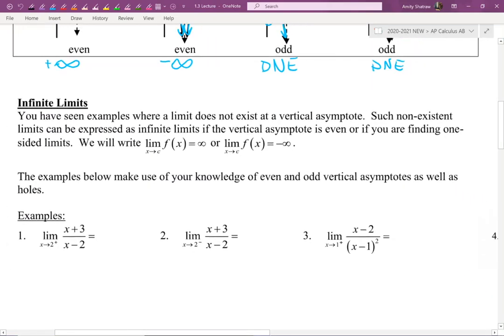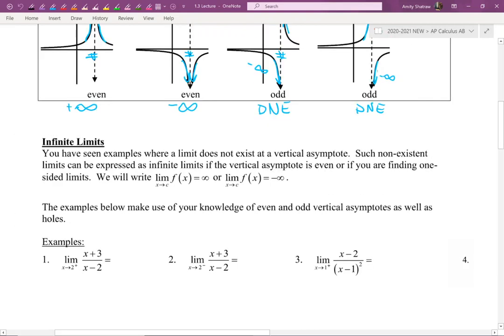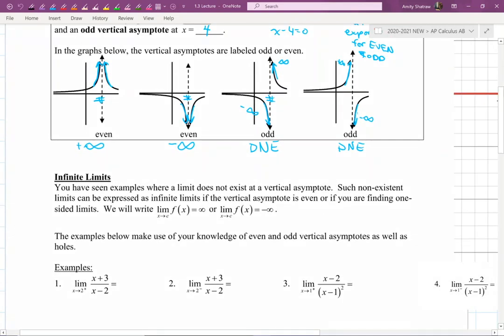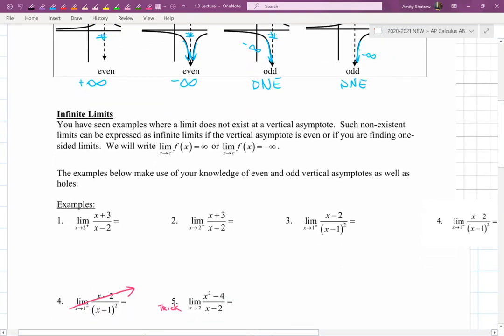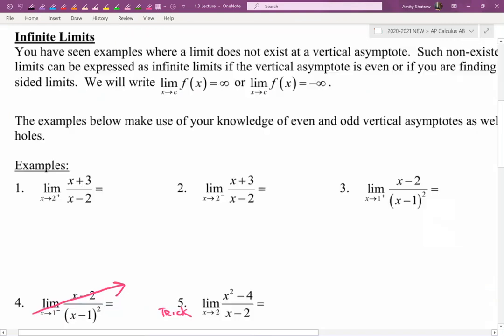And it says you've seen examples where a limit does not exist at a vertical asymptote. Such non-existent limits can be expressed as infinite limits if the vertical asymptote is even, or if you're just finding a one-sided limit. So I've already shown you some examples of that. Let's deepen our knowledge of that right now. The examples below make use of what we've been talking about. And I'll mention that number 4 and number 3 are one-sided limits, so I moved them up there so I could do them together because they go together.